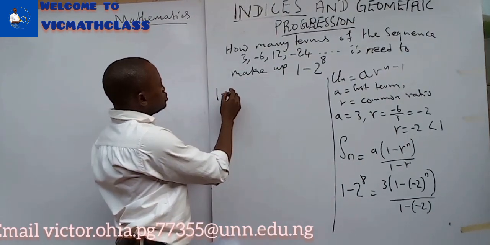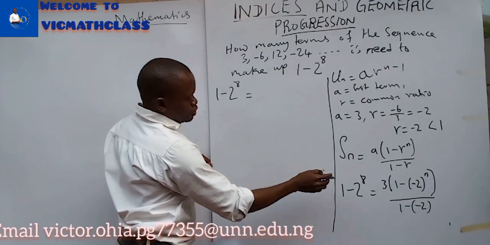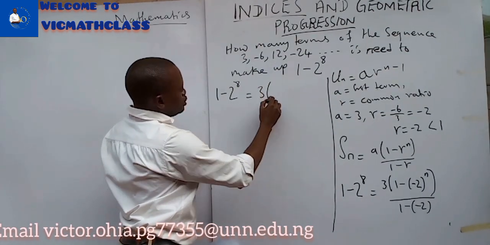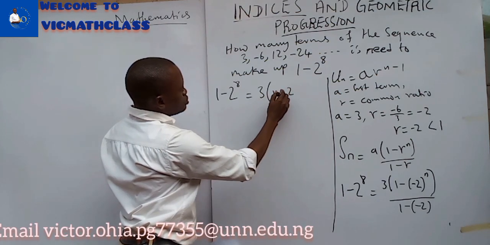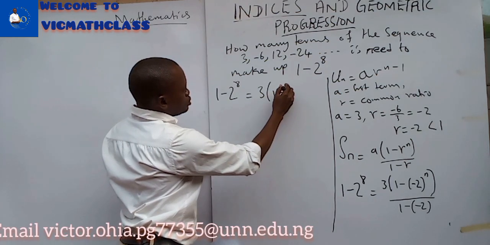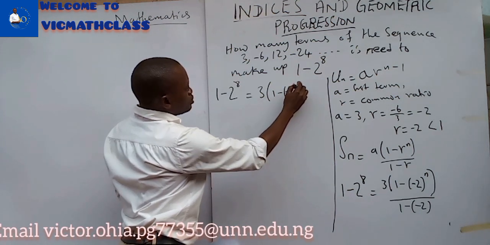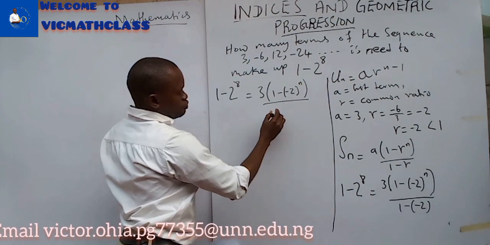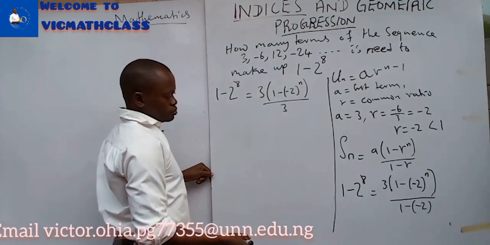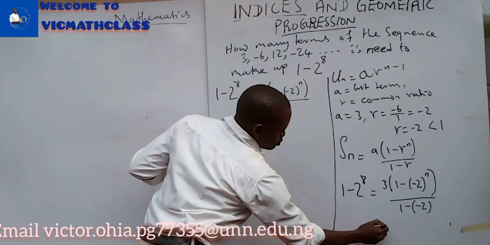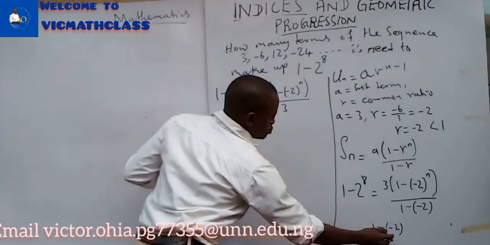We have 1 minus 2 raised to power 8 equals, then we have 3, and that 3 is in bracket 1 minus 2, minus 2 raised to power n, all over 3. Where is this one coming from? You can see it here: 1 minus in bracket minus 2. That will give you 1 plus 2, which is 3.